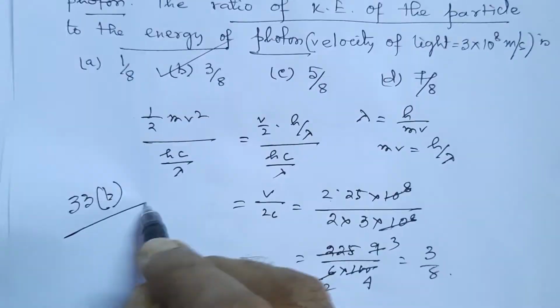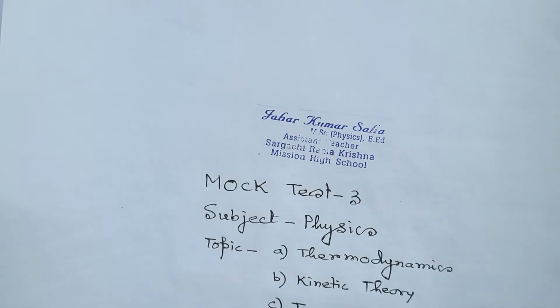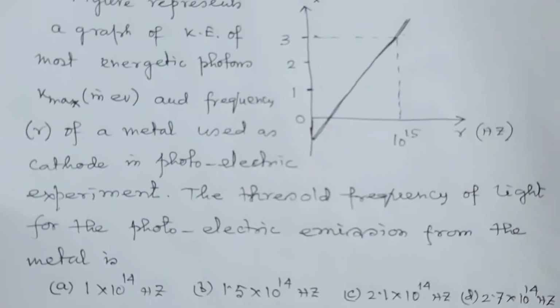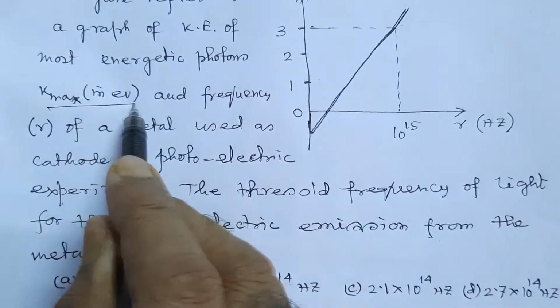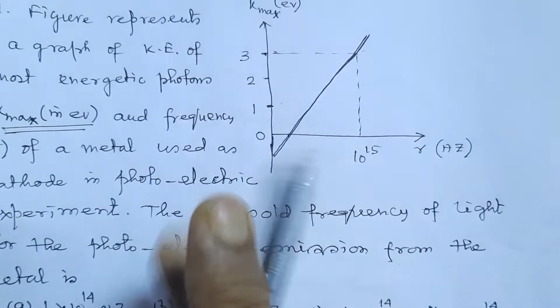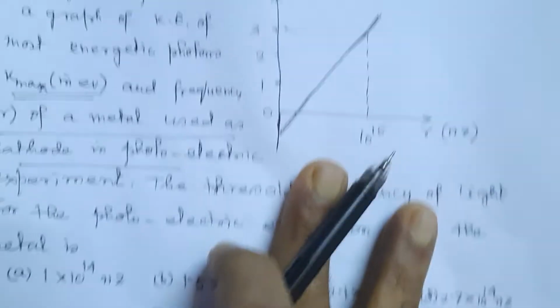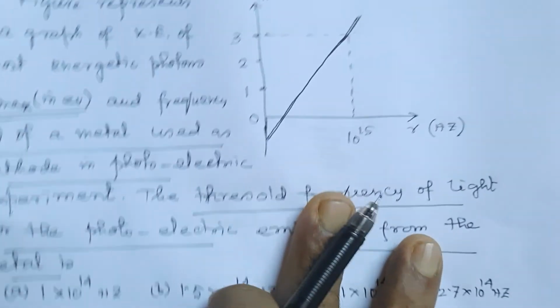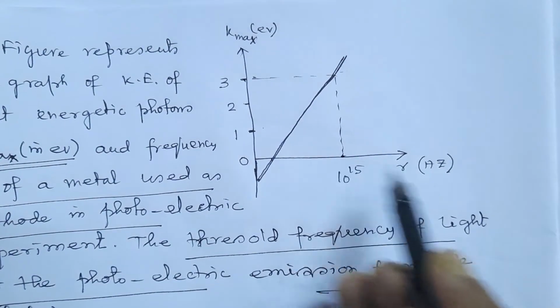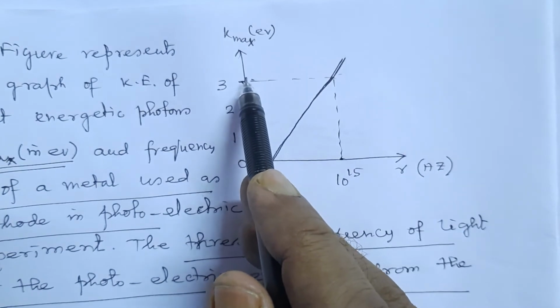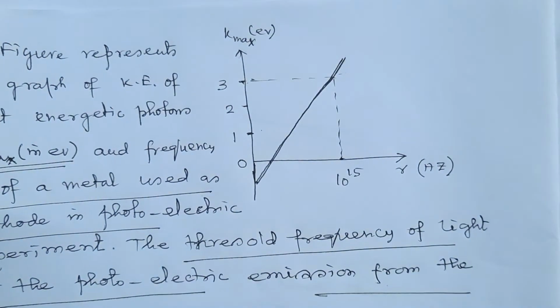Now let us see question number 34. In question number 34, we see a graph. The figure represents a graph of kinetic energy of the most energetic photoelectrons, K max in eV, and it is found from the graph to be 3 electron volt, versus frequency nu of a metal used as cathode in a photoelectric experiment. The threshold frequency of light for photoelectric emission for the metal is? From the graph it is clear that when nu is 10 to the power 15 Hertz, maximum kinetic energy is 3 electron volt. We have to start from here.